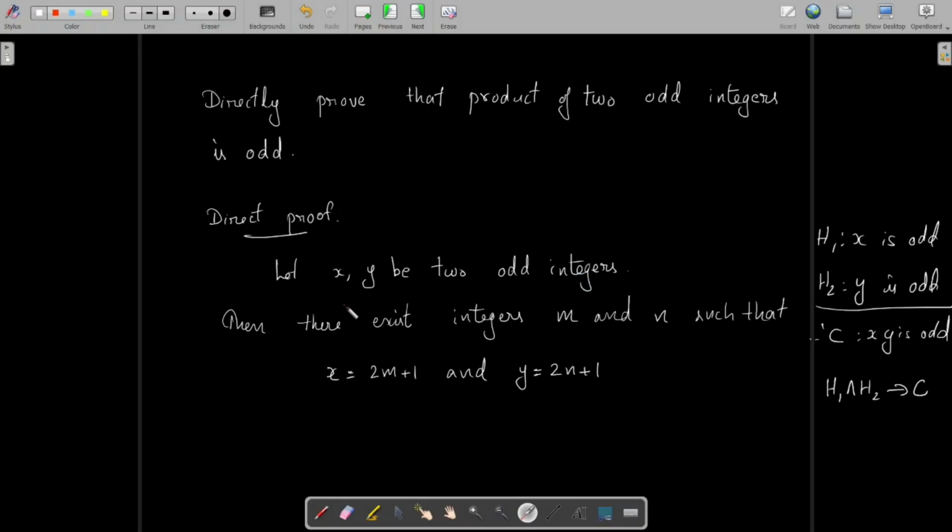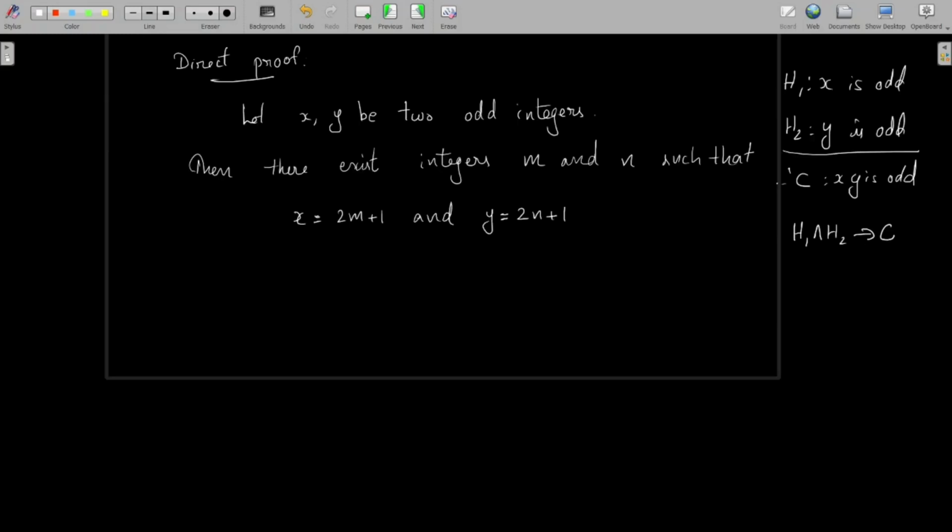We know that any odd integer is of the form 2 into an integer plus 1. That is an even integer plus 1. So there exist integers m and n such that x equal to 2m plus 1 and y equal to 2n plus 1. Now let us consider the product x into y is equal to (2m plus 1) into (2n plus 1). By expansion we get 4mn plus 2m plus 2n plus 1.